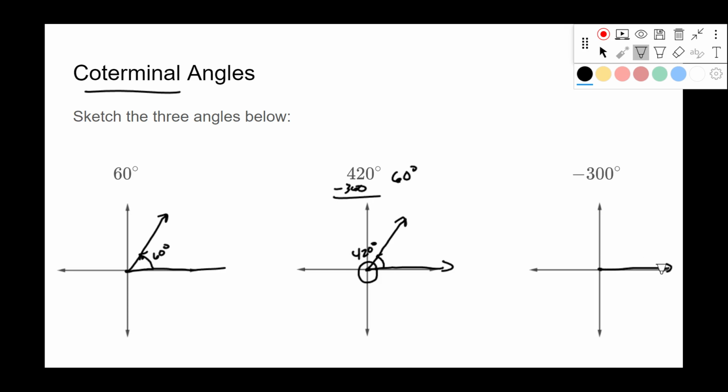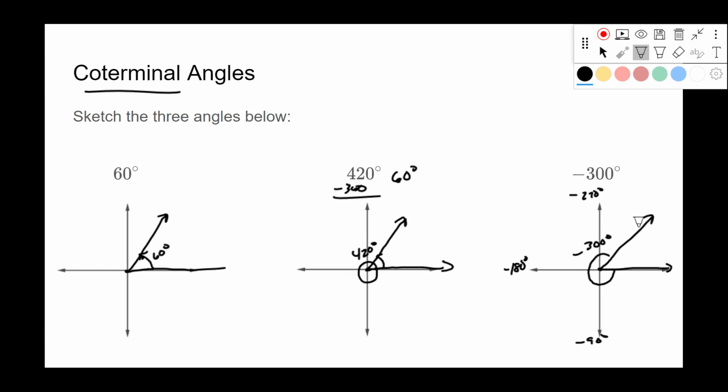And negative 300 degrees. So here's my positive x-axis. Negative, I've got to go clockwise. I got to go this direction now. So that's negative 90. That's negative 180. That's negative 270. And then I got to go 30 more. Negative 300.